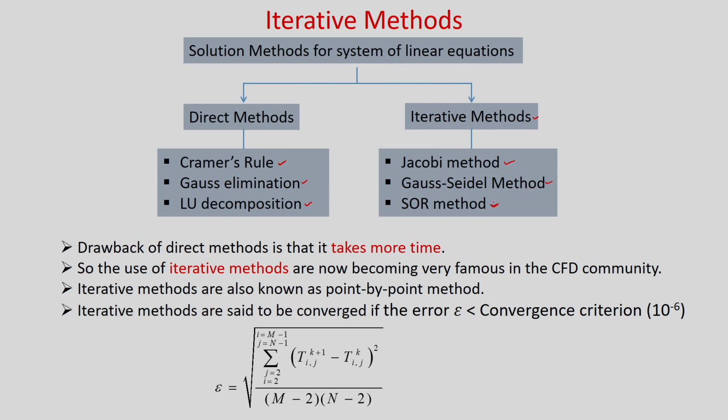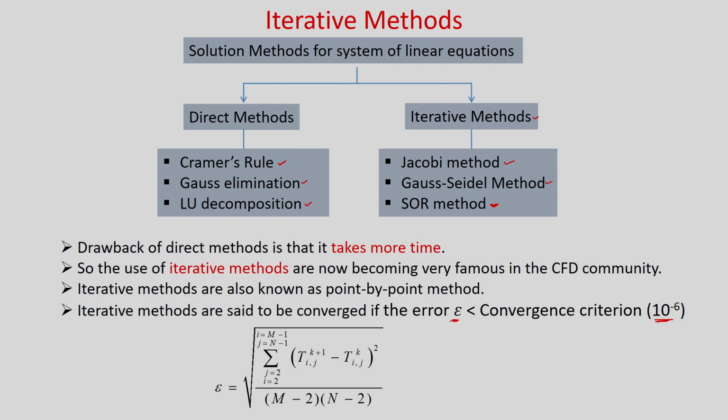So, these are mostly point by point methods, and nowadays you can also use some advanced iterative methods like conjugate gradient or biconjugate gradient method, and using these iterative methods you need to solve those algebraic equations. Iterative methods are said to be converged if the error epsilon is less than the convergence criteria. So, you have to set the convergence criteria, let us say 10 to the power minus 6 or 10 to the power minus 5, and this epsilon you need to calculate from the value of the discrete point.